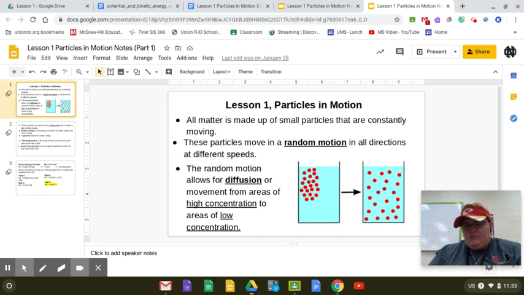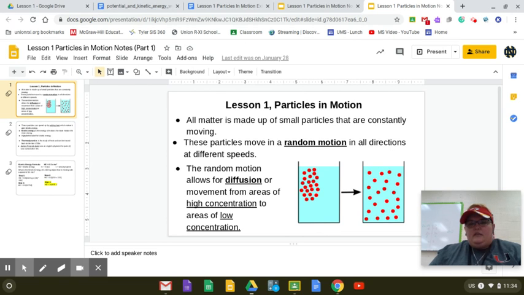So, starting off, basically, all matter is made up of small particles that are constantly moving. It doesn't matter if you're talking about this pen, if you're talking about the ink inside of the pen, the ink being a liquid, the pen being a solid. It doesn't matter if you're talking about the gas that I'm breathing as I talk. All matter, all things, whether you're talking about living or non living, are made up of small pieces that are constantly moving. And so that's what we're going to be focusing on in this video.